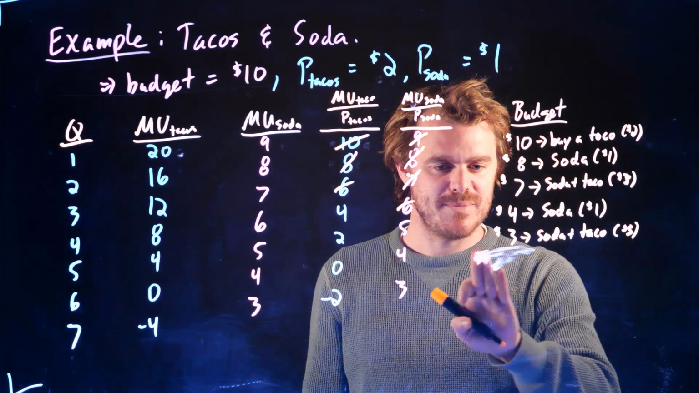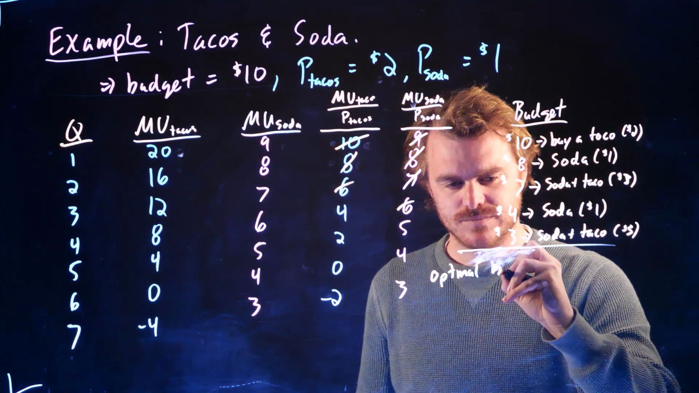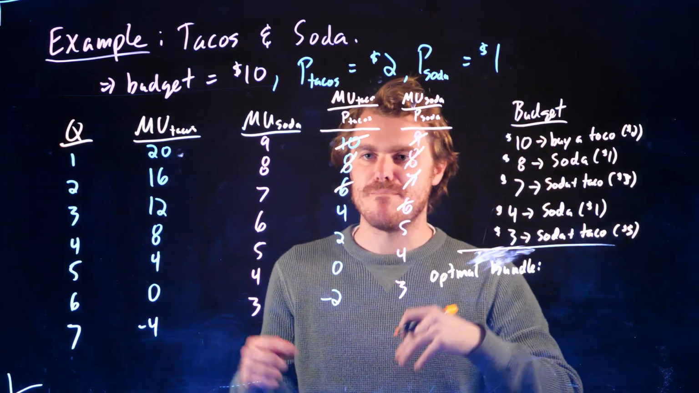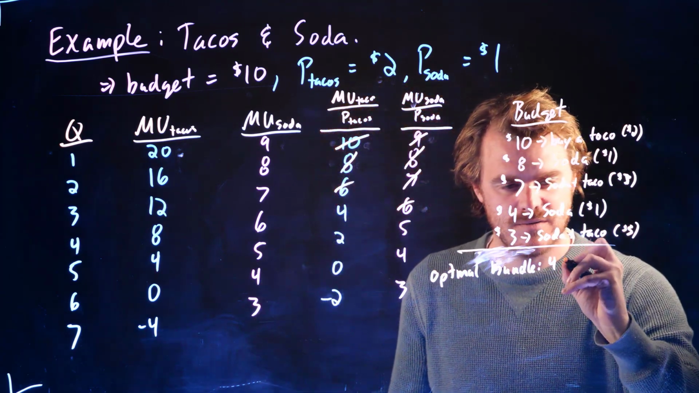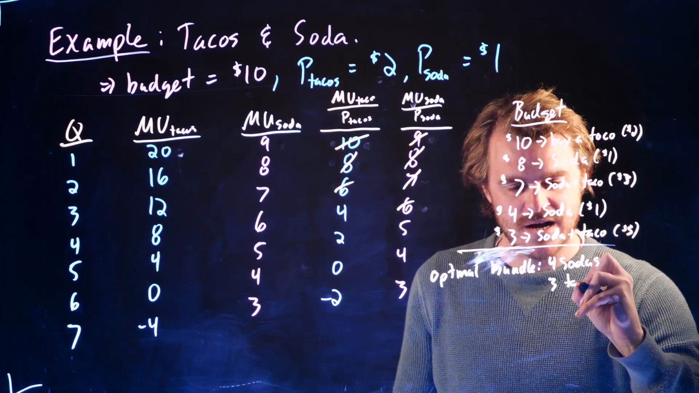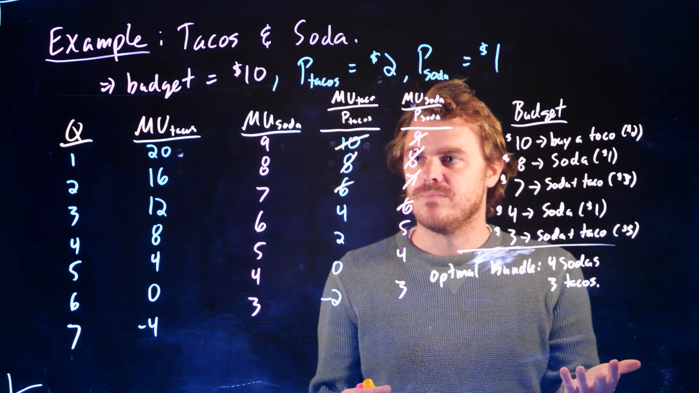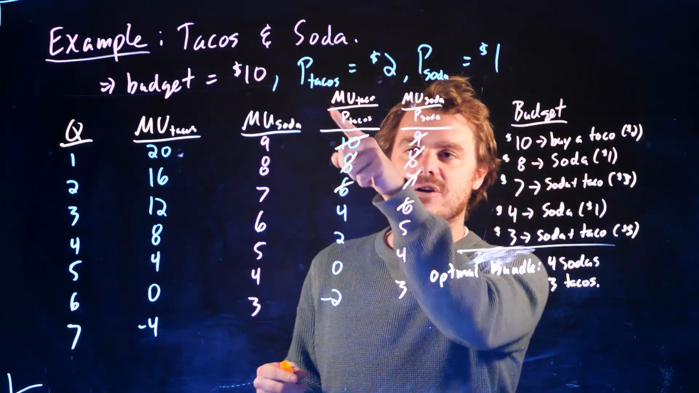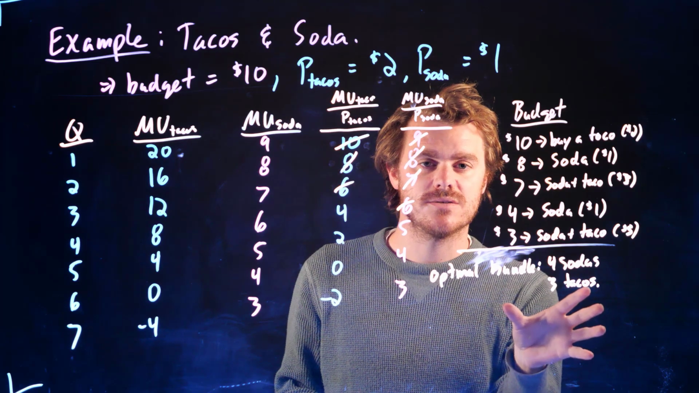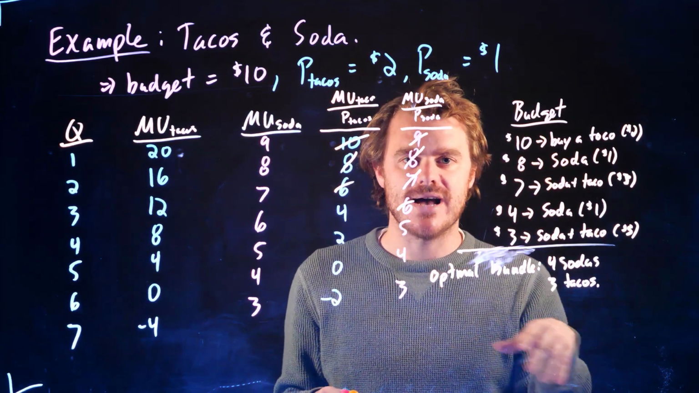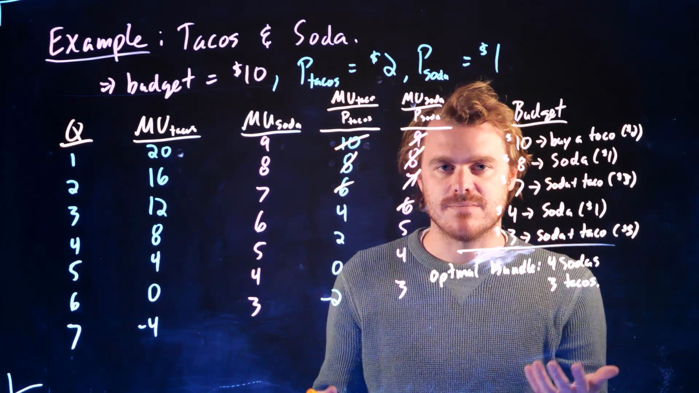I don't know if I should put a line there, that might be a little bit confusing, but. So let's think of what our optimal bundle is. The bundle that maximizes our total utility is 1, 2, 3, 4 sodas and 3 tacos. So this is the amount that's going to maximize our total utility. But notice we're using this bang for our buck, the marginal utility over the price, to figure out which combination of these goods is going to maximize this total utility. And so here we find that purchasing 4 sodas and 3 tacos is going to maximize our total utility.